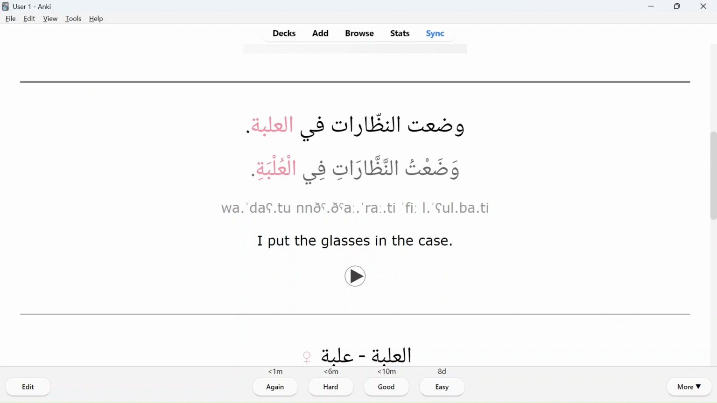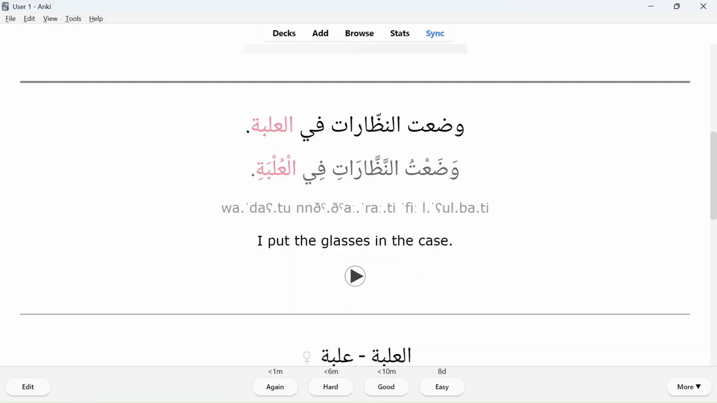You see, Arabic is a gendered language. That means you have masculine nouns and you have feminine nouns. And what I've done is that I've color-coded nouns by gender. So if you see a blue noun, it means that it's masculine. And if you see a pink noun, it means that it's feminine. So masculine is blue, feminine is pink.